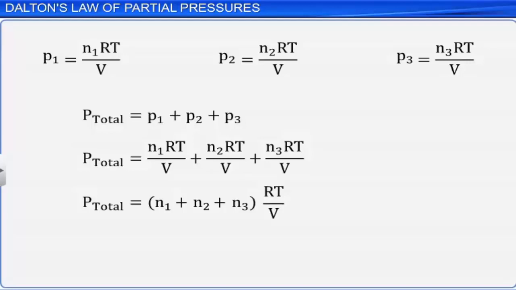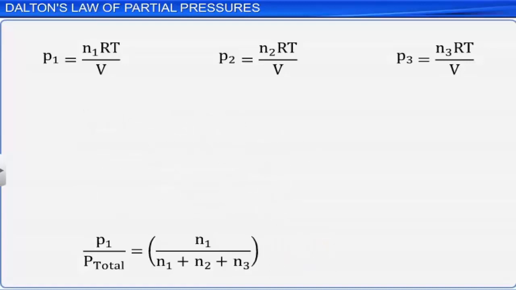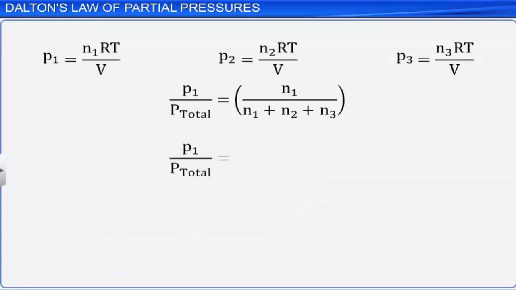On dividing P1 by P total, we get P1 by P total equal to n1 divided by n1 plus n2 plus n3. Here, RT and V get cancelled. Therefore, P1 by P total is equal to n1 divided by n, where n is equal to n1 plus n2 plus n3, or total number of moles. We know that n1 by n is equal to X1, where X1 is mole fraction of gas 1.